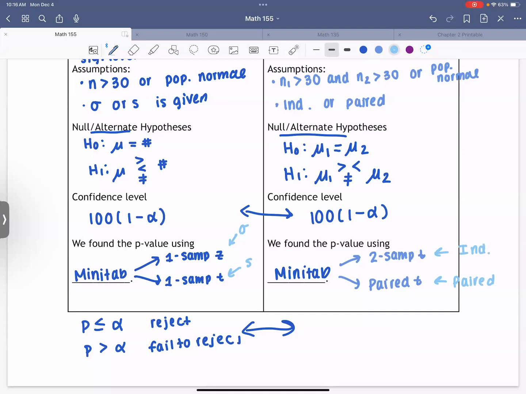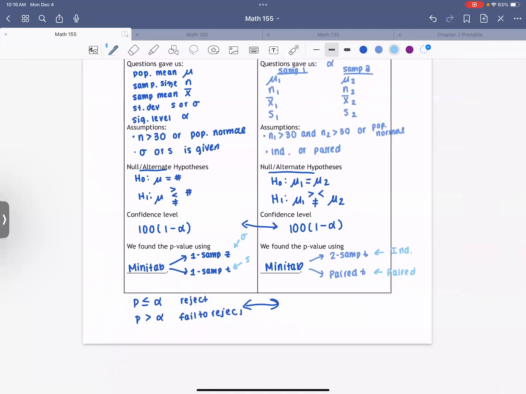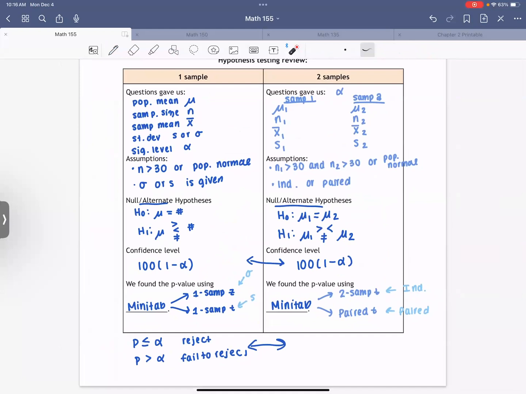Okay. So once we know how to do the one sample hypothesis testing, which you have to know anyway for the final exam, the two sample hypothesis test is pretty much the same thing. The only difference is there are slight caveats in the assumptions and the tests that we use on Minitab. The only big difference is the null and alternate hypothesis. That's all that's different.